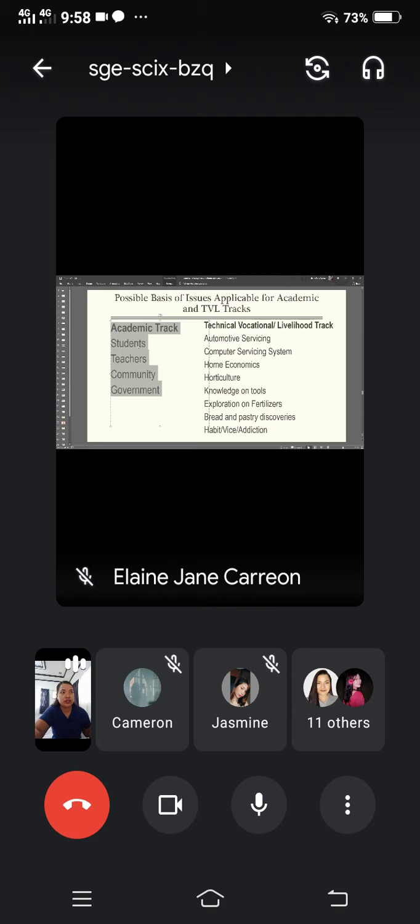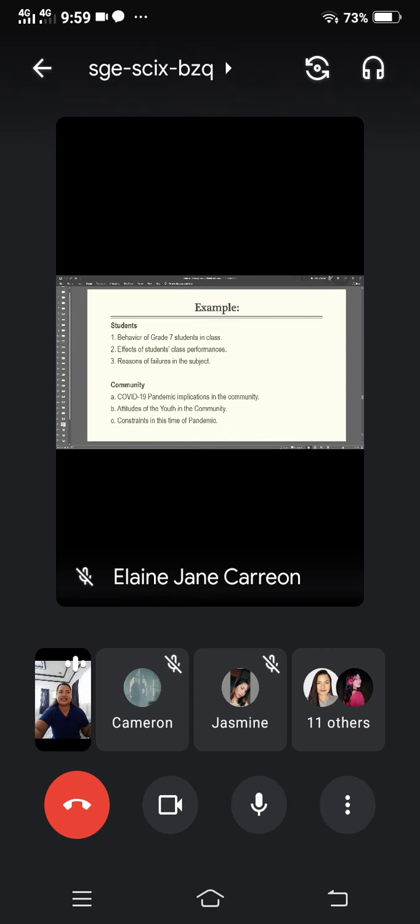So, nakita nyo, ilan yan? 4 lang. Ma'am, paano po? 4 lang na word, pero kaya na bang bumuo ng title? Yes. Okay, these are the examples. So, let's have the students first. Ito yung una nating word, di ba? Students. Isip kayo ng mga pwedeng problema ng mga estudyante. So, ito yung mga example ko.